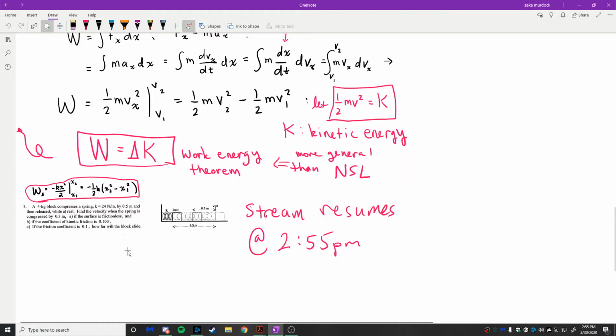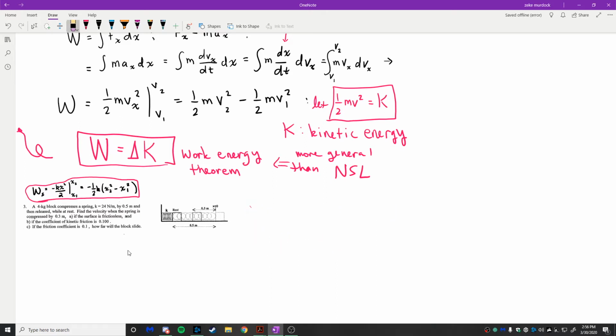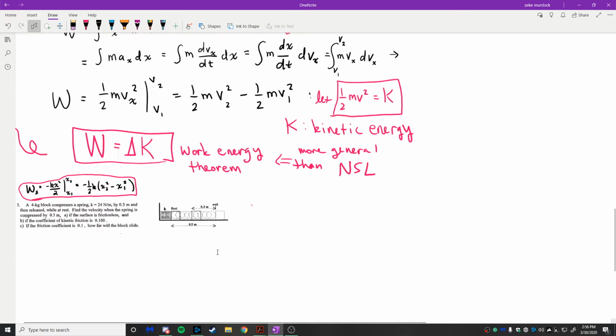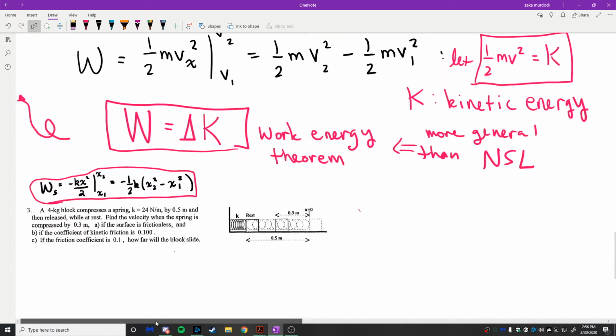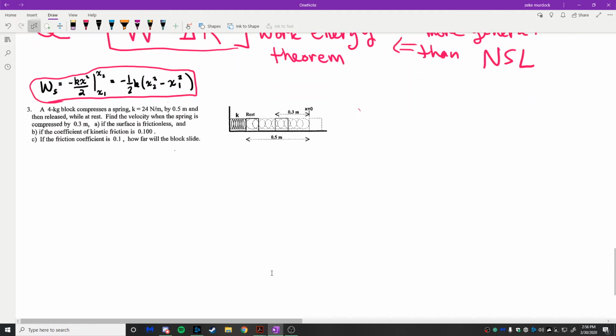So we're going to start again. The last thing we were talking about was the work energy theorem and the work done by a variable force. And we're going to use these two ideas to solve this problem right here. So let me zoom in just a little bit. Okay, so that's the problem we want to solve.